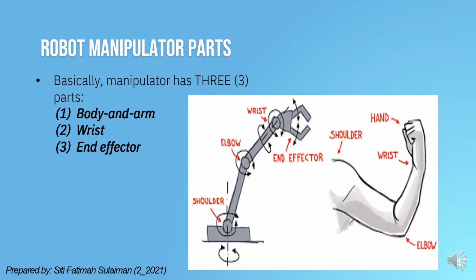Body and arm, wrist, and end effector parts are important parts for a robot arm or robot manipulator. So these are the body and arm, this is the wrist, and this is the end effector. All these three are the most important parts for a robot arm or robot manipulator.